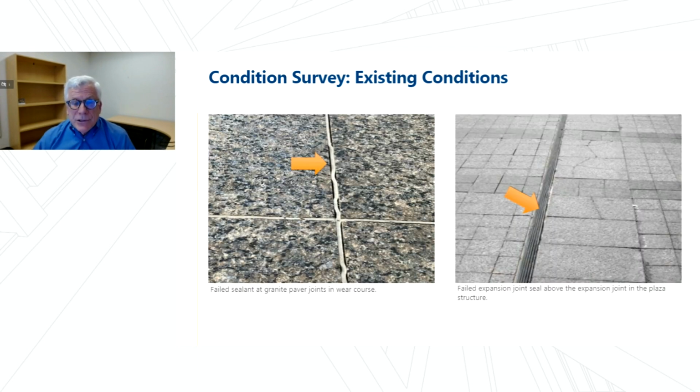Some other common conditions: failed sealant at the granite paver joints and wear course, and a failed expansion joint seal above the structural expansion joint in a plaza structure. And these were talked about earlier.